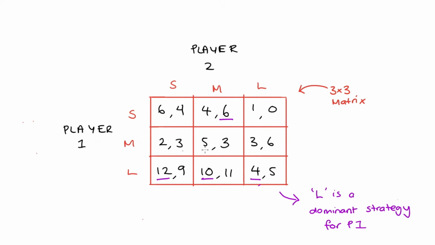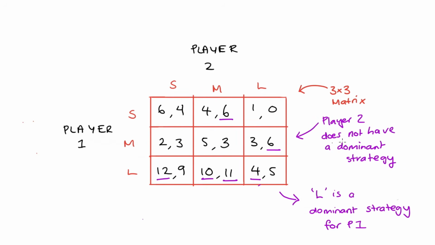If player 1 played M, we would be on the middle row here. Player 2 could play S and get 3, M and get 3, or L and get 6. 6 is the largest payoff here, so player 2 would choose L as the best response to player 1 playing M. And if player 1 played L, we would be on the last row here. Player 2 could play S and get 9, M and get 11, or L and get 5. The best response here then would be to play M for player 2, to player 1 playing L, because then they would get that higher payoff of 11.